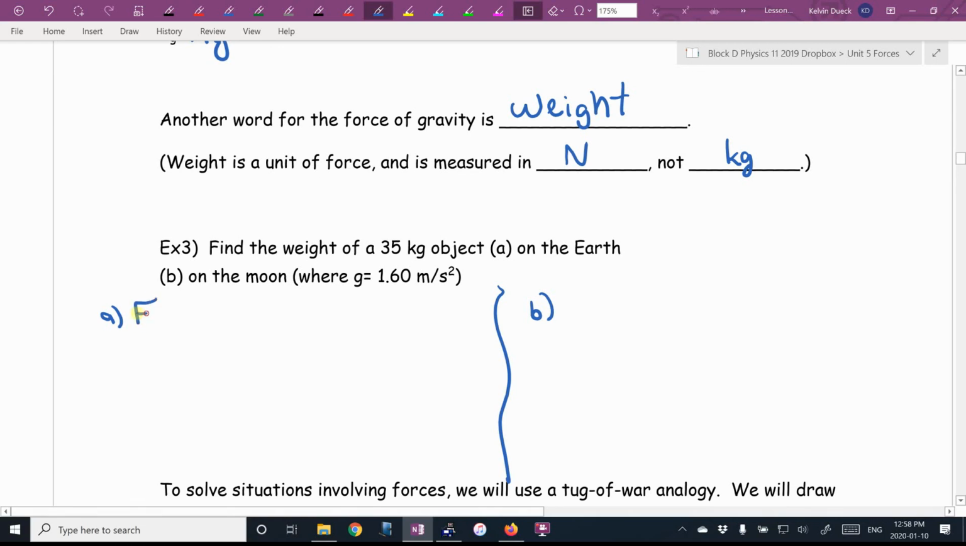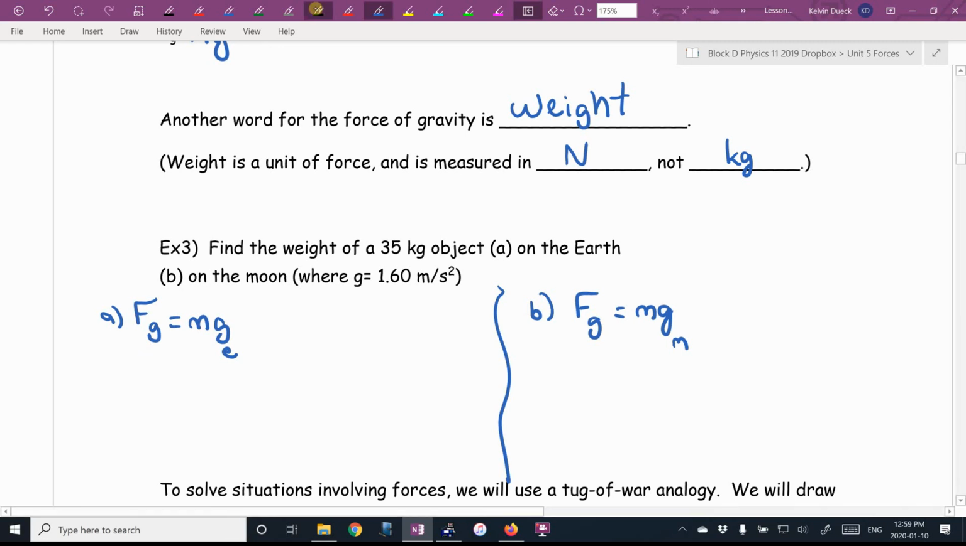So I'm going to start out by writing Fg equals mg. And over here, I'm also going to write Fg equals mg. Mr. Dueck, won't those both give us the same answer? Look up. I'm going to put a little e here for the acceleration due to gravity on the Earth. I'm going to put a little m there for the acceleration due to gravity on the moon. And I want you to notice the mass does not change. The mass of a 35 kilogram object is the same on the Earth and on the moon. What's going to be different? The weight, the force of gravity.